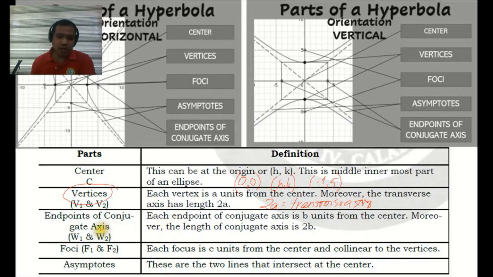Endpoints of conjugate axis. Each endpoint of conjugate axis is b units from the center, so conjugate axis is equals to 2b. Focus or the foci. Each focus is c units from the center and collinear to the vertices. And finally, asymptotes, yun yung dashed lines. Later on, discuss natin siya.